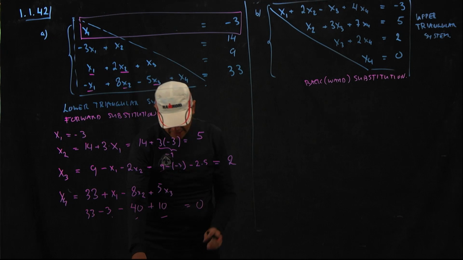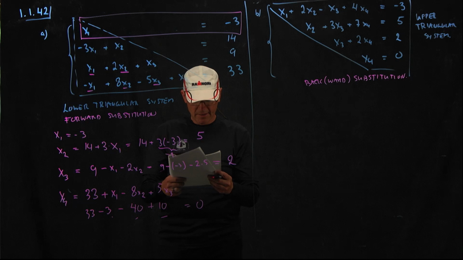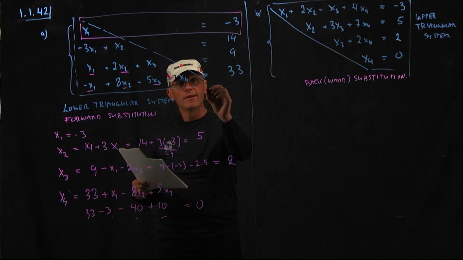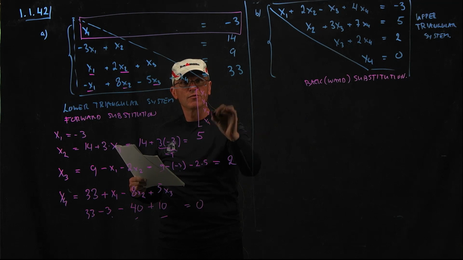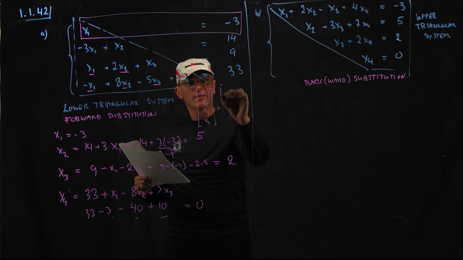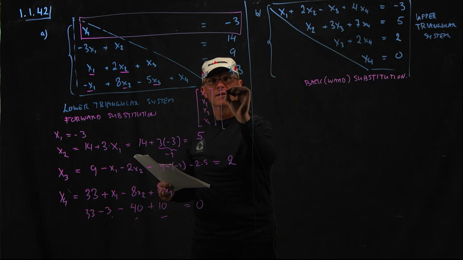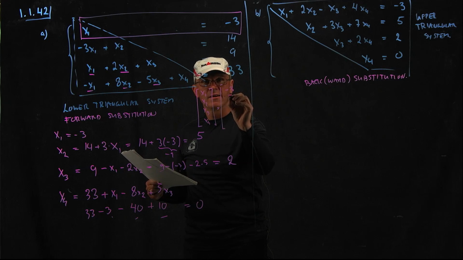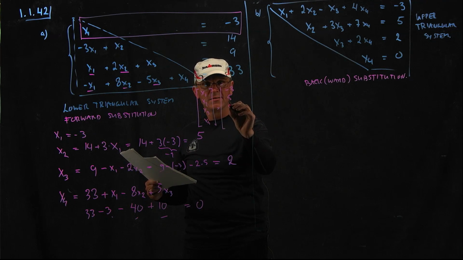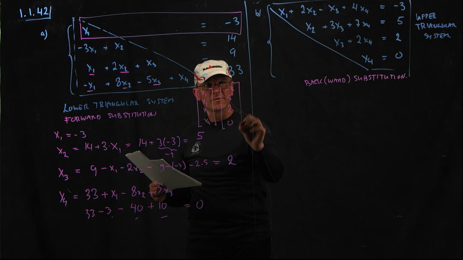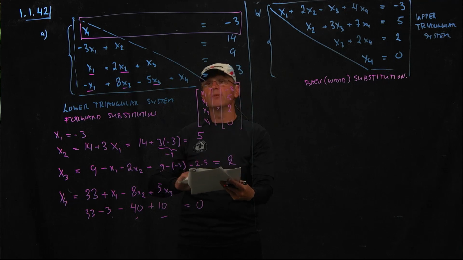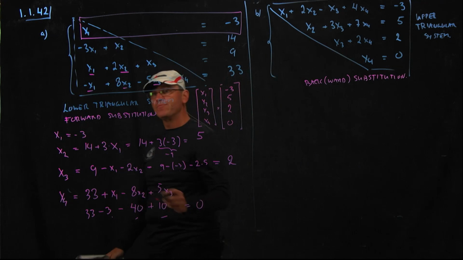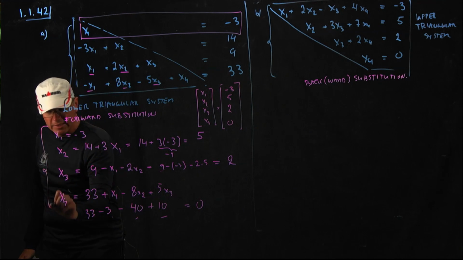All right, so we get a solution where x1, x2, x3, x4 take the values -3, 5, 2, and 0. My notes agree. All right, so that's the forward substitution method.